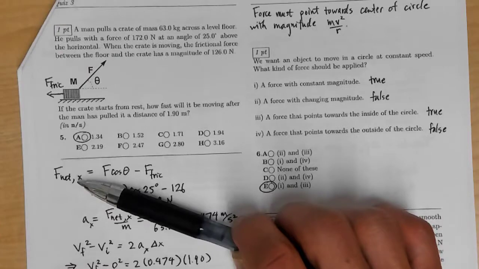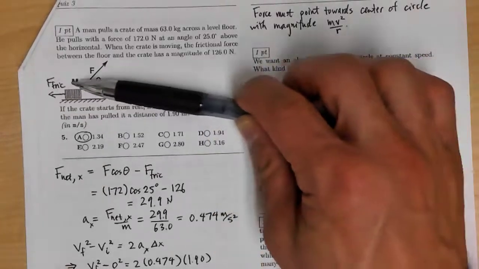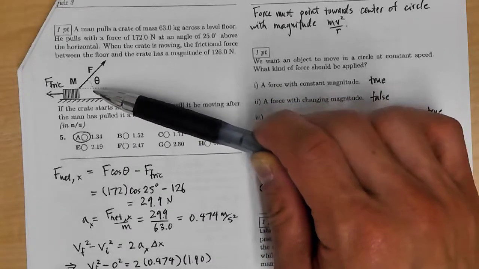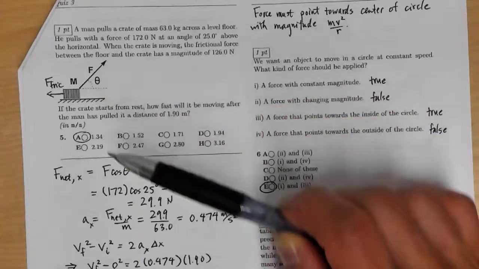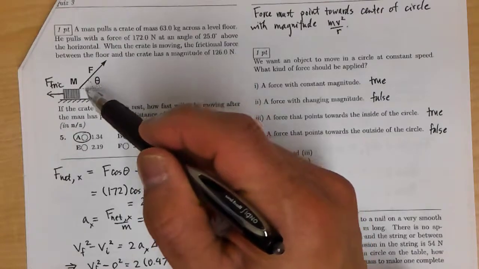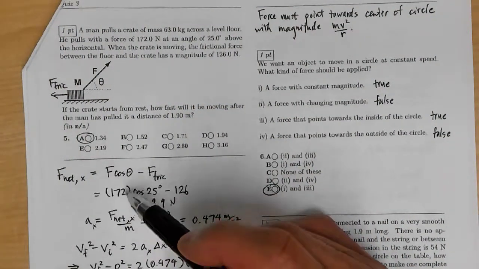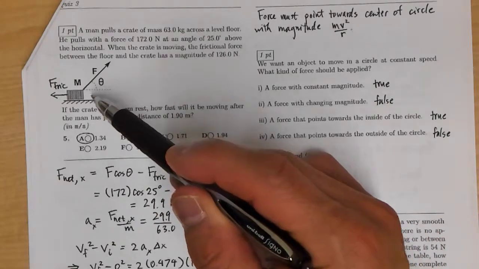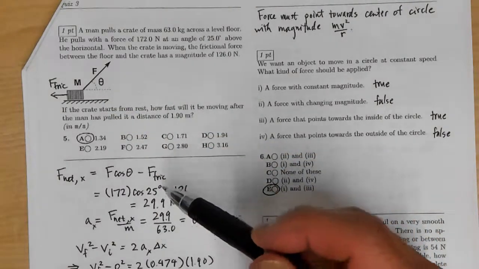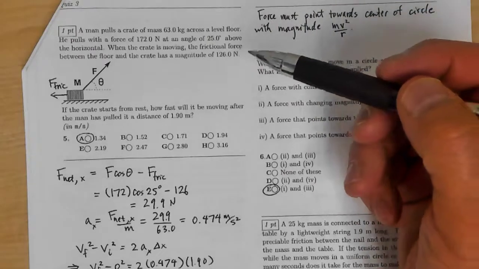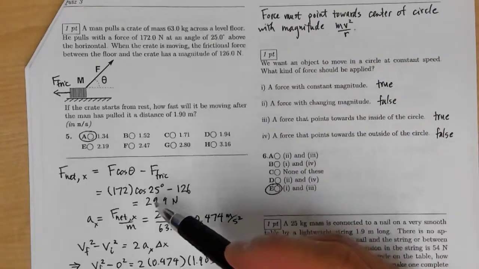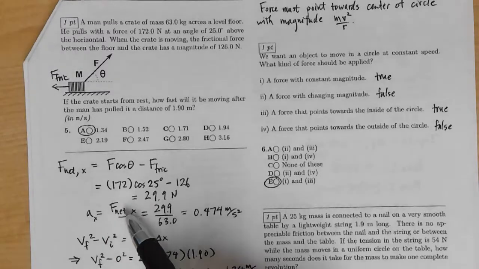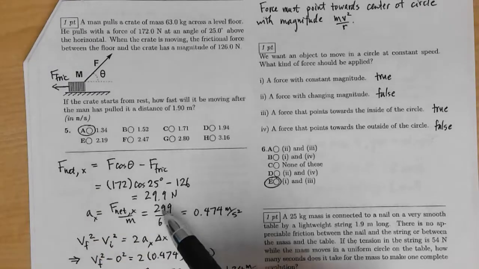F net in the x direction is going to be F cosine of theta to get the x component of this force F. The hypotenuse is 172 times the cosine of 25, since theta is 25, minus 126 because that's the force of friction they gave us. That's 29.9 newtons. Now we can get the acceleration: a_x is equal to the net force in x divided by the mass.